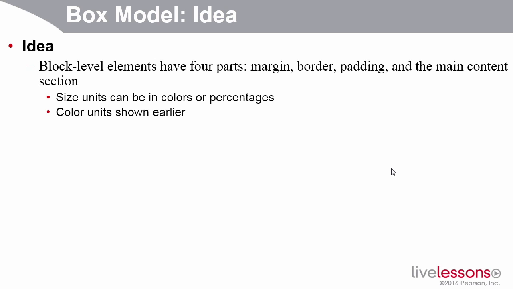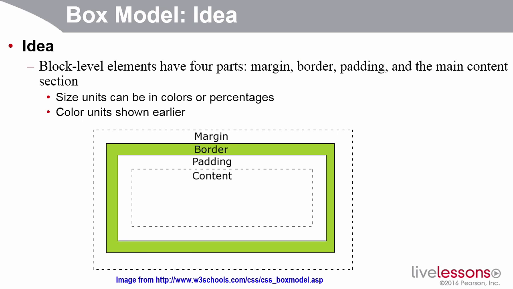And HTML block level elements like P and H1 have 4 pieces: the margin, the border, the padding, and the main content. The main content and the border can have colors and spaces. The margin and the padding can just have spaces. So you've got the main content. This is the text of the paragraph.